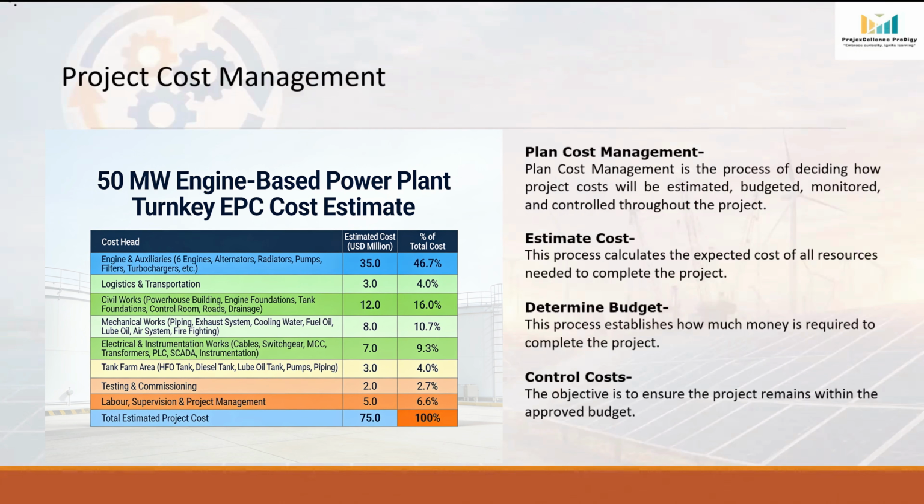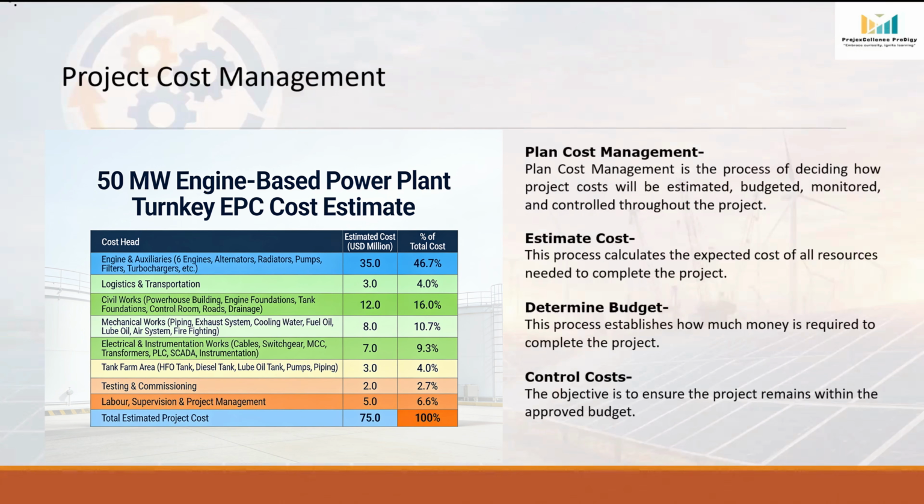Next activity is electrical and instrumentation work. Cables, switchgear, MCC, transformers, PLC, SCADA, instrumentation. So the cost is around 7 million US dollar. Tank farm area, where there will be HFO tank, diesel tank, lube oil tank, pumps, piping. So the costing will be around 3 million US dollar. And testing and commissioning activity, the costing will be 2 million US dollar. And labor, supervision and project management, estimated cost is 5 million US dollar.